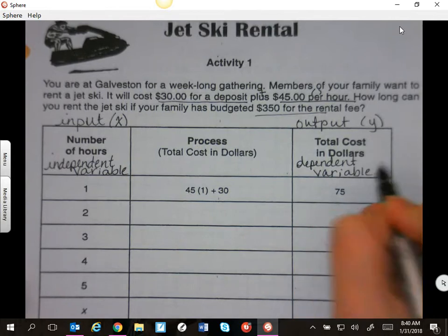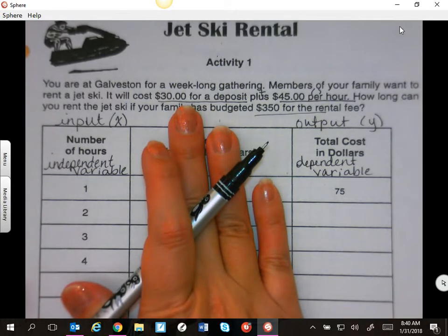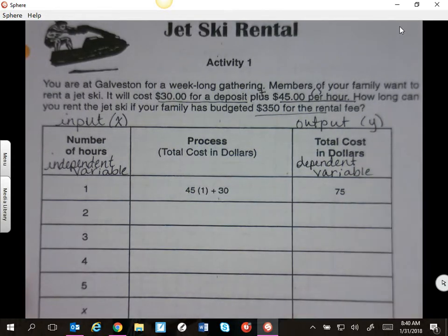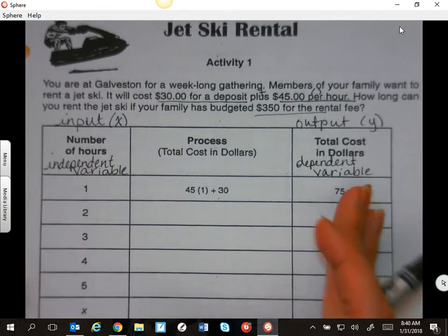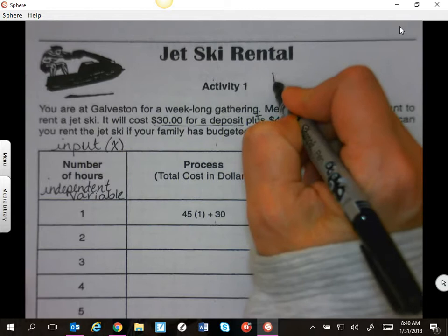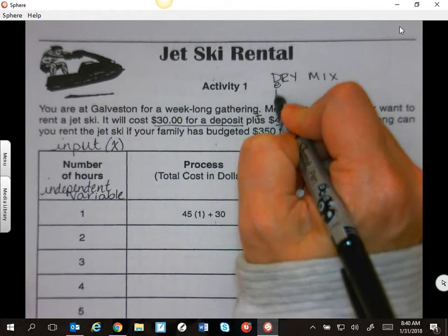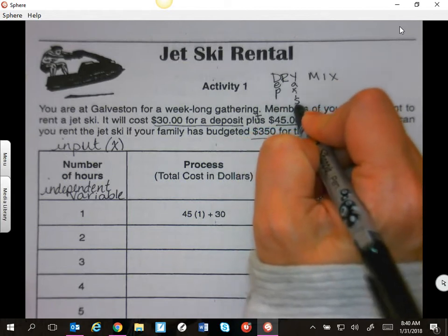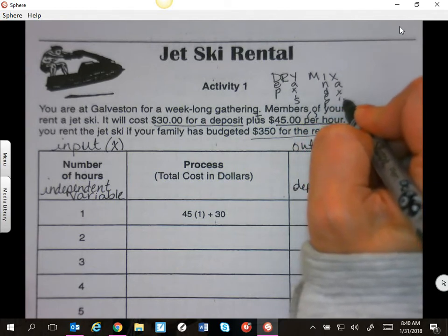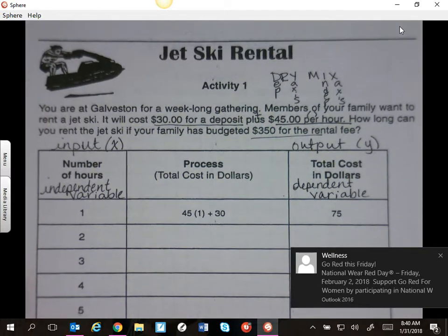So when you look at a table, usually this process column isn't here. We're going to draw it so we can see the math that's happening. The left-hand column is always the X. The right-hand column is always going to be the Y. Independent, dependent. In science, when you graphed, you may have talked about DRY MIX, where you can see that the dependent is on the y-axis and the independent is on the x-axis. So that's going to help you remember that. And those are going to be some really good, important vocabulary words we discussed.